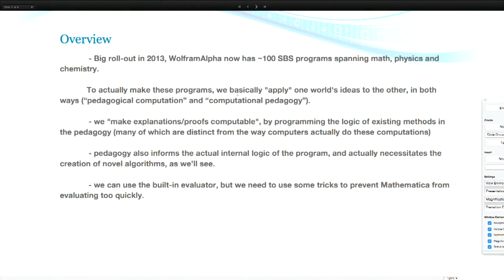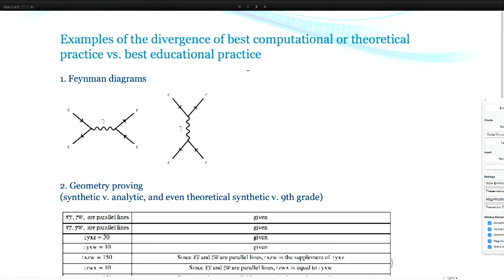We can bootstrap off Mathematica to generate some of these step-by-step programs, but we'll need some tricks to prevent Mathematica from evaluating things too quickly, which is what it was designed to do. So I'll show you what that means in the end, but first we'll go through some examples.